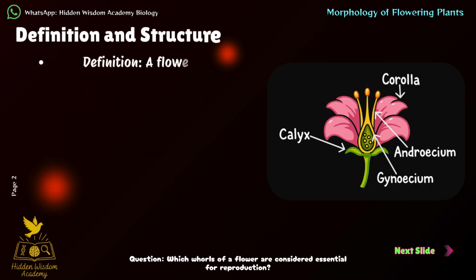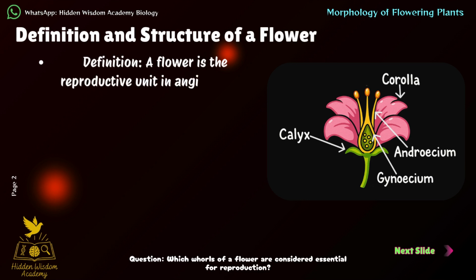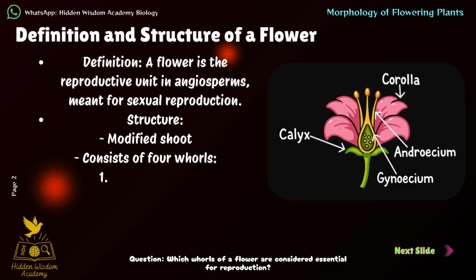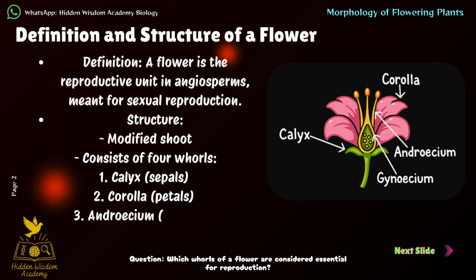Let me ask a question: what is a flower and how would you define it? A flower is the reproductive unit of angiosperms, meant for sexual reproduction. It is a modified shoot with 4 whorls. The outer whorls are accessory: calyx, sepals, and corolla, petals. The inner whorls are essential: Androecium, stamens, and Gynoecium, carpels. Together, they make the flower a complete reproductive organ.